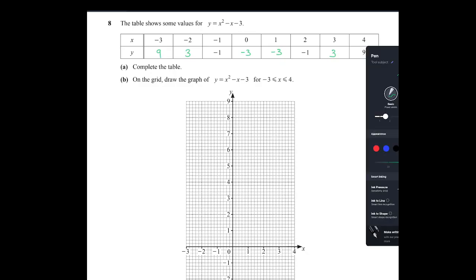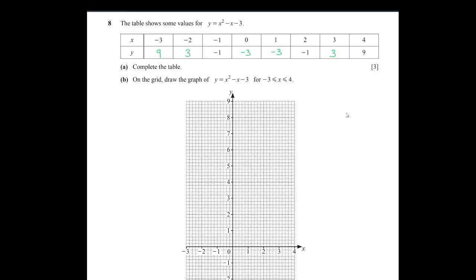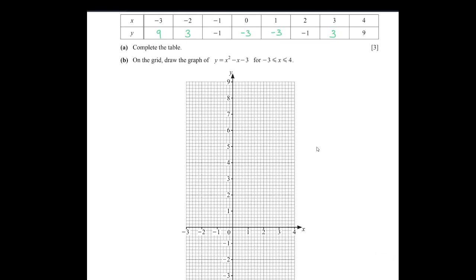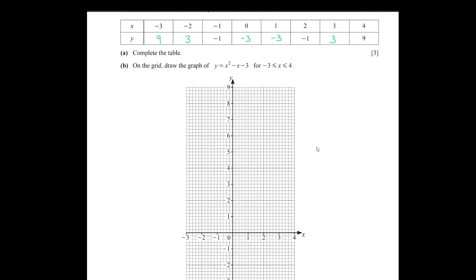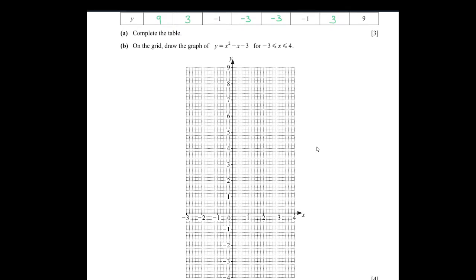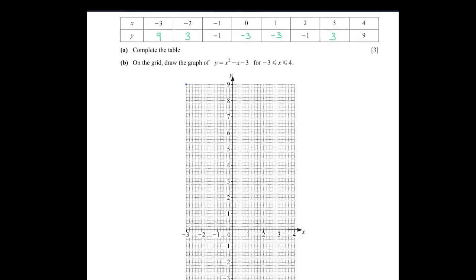Now we need to draw the graph. On the grid, draw the graph of y is equal to x square minus x minus 3 for minus 3 less than or equal to x less than or equal to 4. So we need to draw the graph, mark the points now. X is minus 3, y is 9 here. X is minus 2, y is 3.